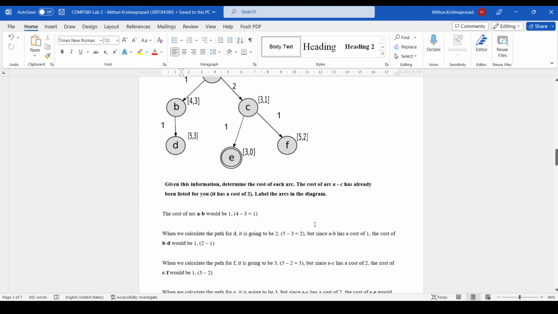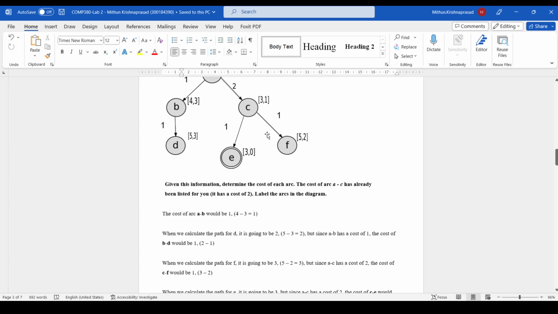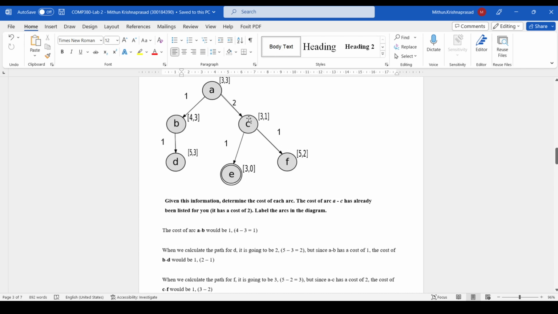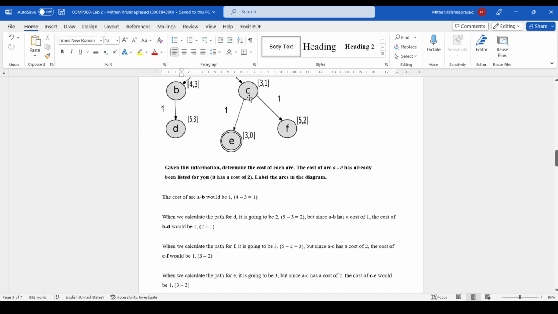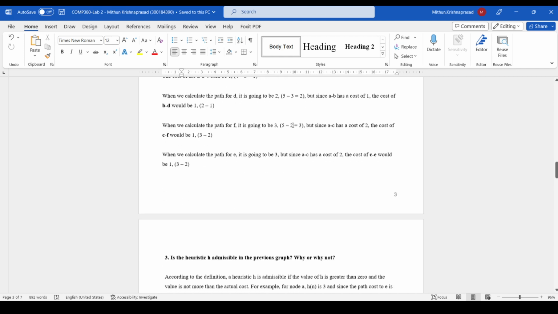Now let's say we're going to calculate for path CF. The cost of AC was already given to us. So 5 minus 2 would give us 3. But since we do have the cost of this arc, we should take that into account. So when we subtract, 3 minus 2, we get 1. That's how I arrived at this.